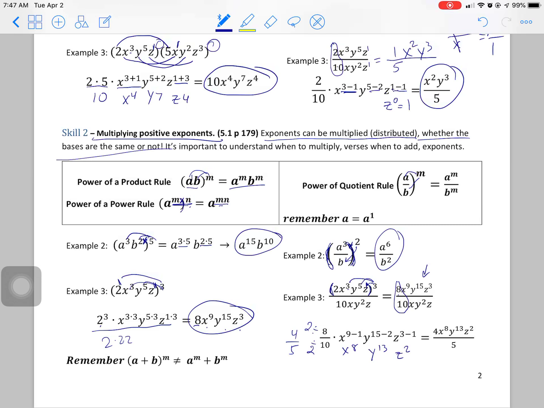So let's put all this together. We have 4 over 5. Here's my 4 over 5. And then here's all the other stuff. And they were all positive, so they're all here on top. Okay?